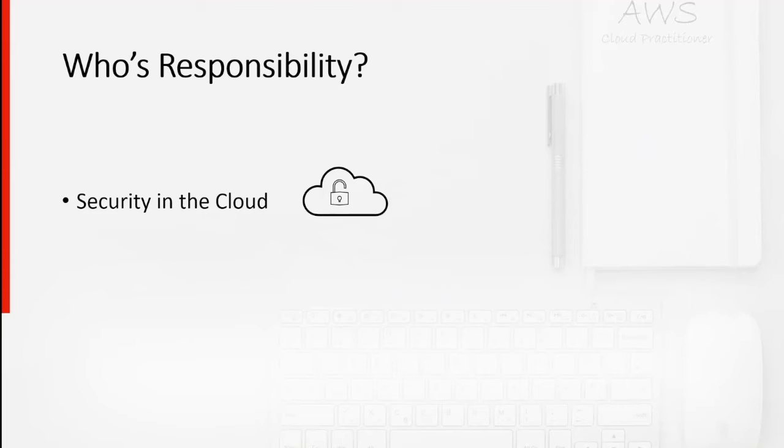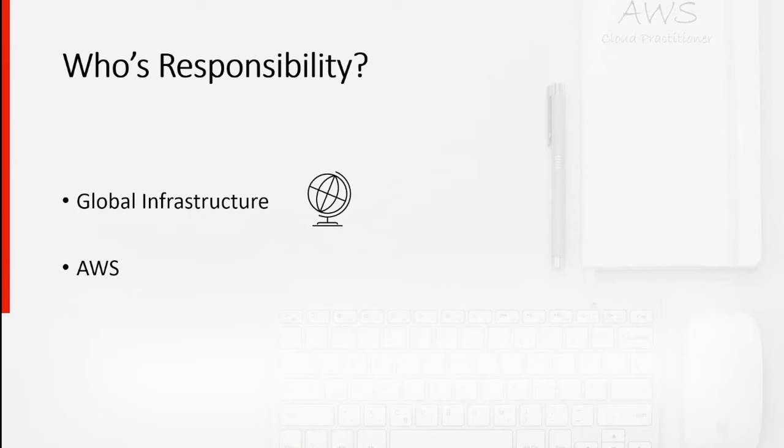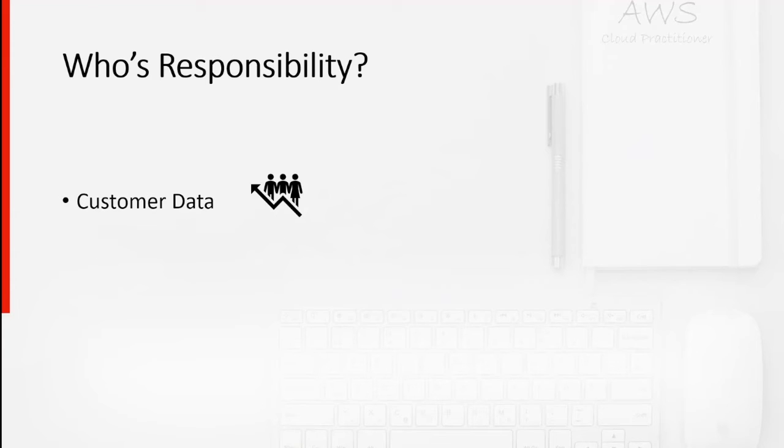Whose responsibility for security in the cloud? Customer. The customer is responsible for the security in their own cloud. Who's responsible for global infrastructure? AWS. So AWS is responsible for their infrastructures, data centers globally across the globe. Whose responsibility for customer data? The customer. So the customer is responsible for their own customers' data, name, address, phone number, email, etc.